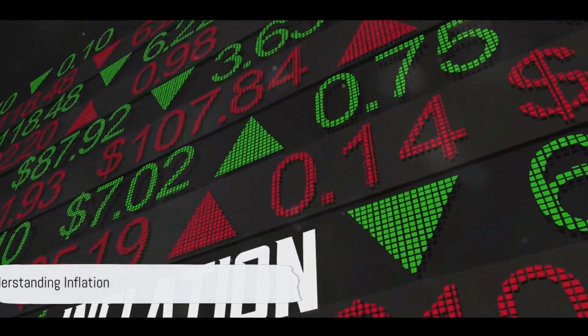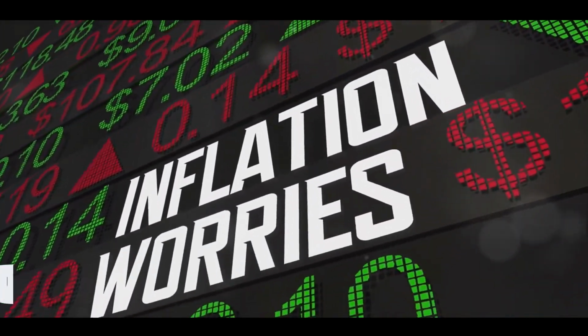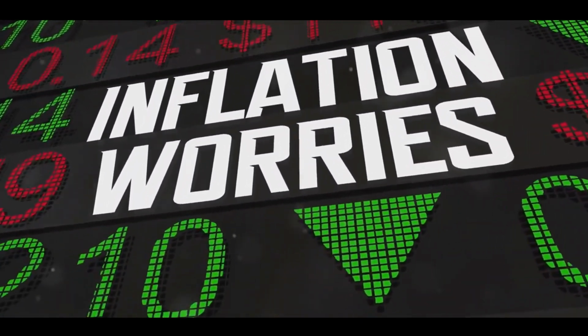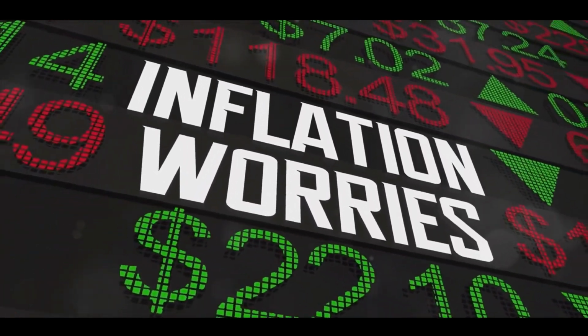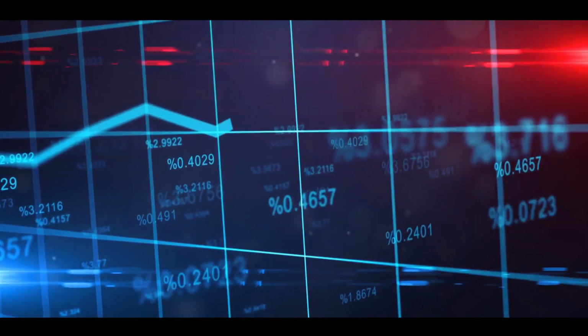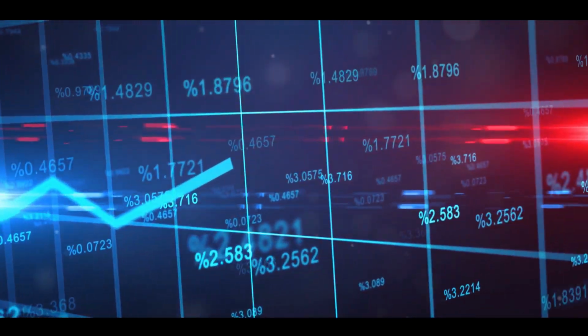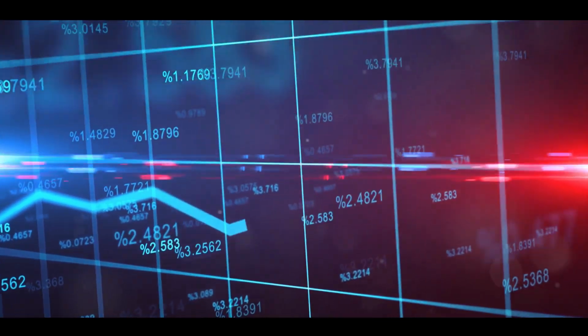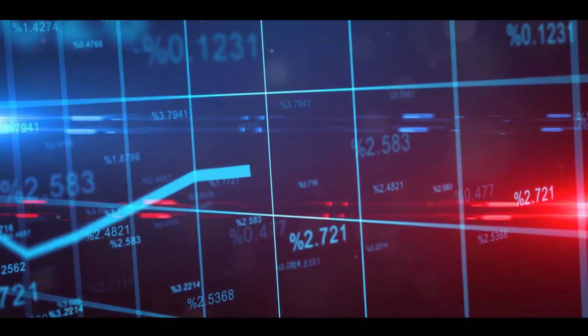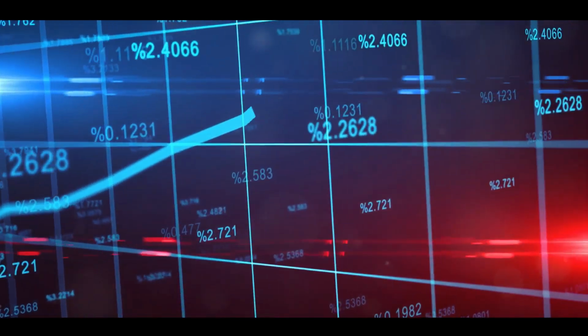Inflation doesn't just occur out of the blue, it is caused by a variety of factors. One key cause is demand pull inflation, where the demand for goods and services outpaces supply, resulting in price increases. Another cause is cost push inflation, where the cost to produce goods or services rises, causing businesses to increase prices to maintain their profit margins.